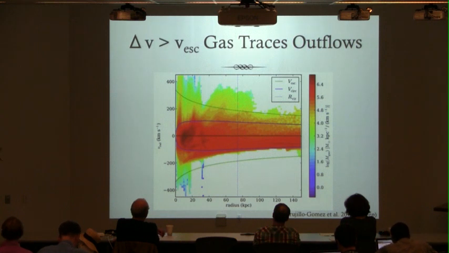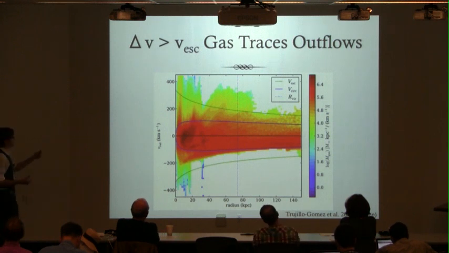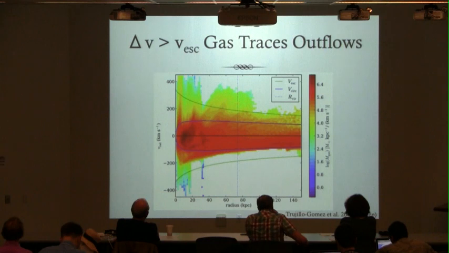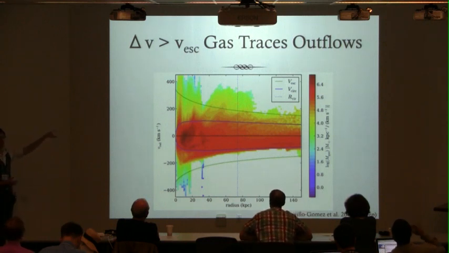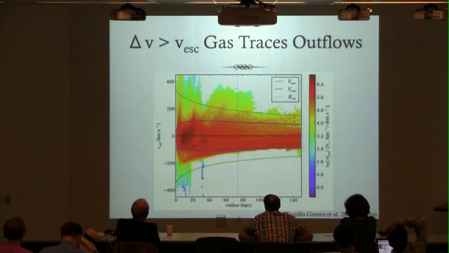With the help of Sebastian Trio Gomez, we were able to look at a simulation of a galaxy that he did. It's about 2 times 10^11 solar masses in halo mass. What he was able to look at was the radial velocity of the gas relative to the galaxy at different distances from the galaxy. The blue curves are the circular velocity, and the green curve is the escape velocity of the galaxy itself. Negative velocities towards the bottom correspond to infall, and positive velocities are outflow.